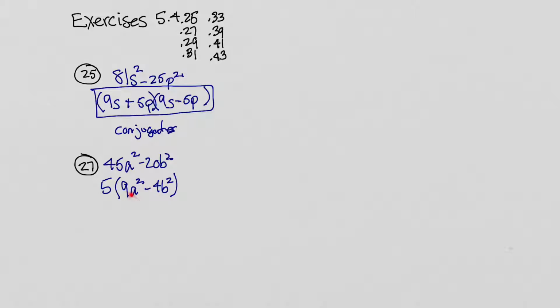And now we've got the difference of two squares, right? 3a, 2b. So let's factor this one. Now bring the 5 down, don't forget that. Write our two parentheses and put in the conjugates. 3a, 3a, 2b, 2b, one will be plus, one will be minus, and there is our complete factored form.